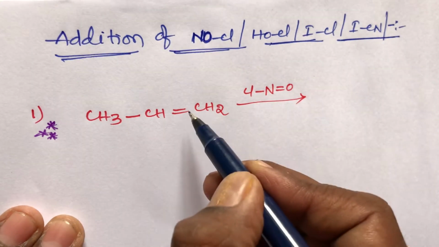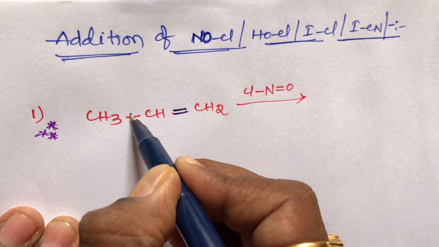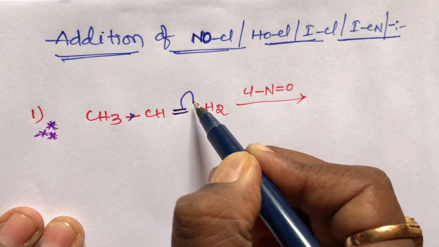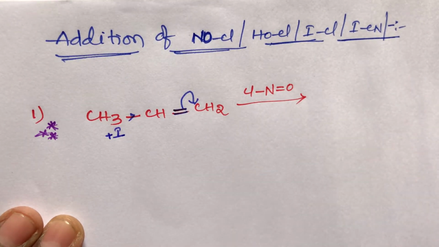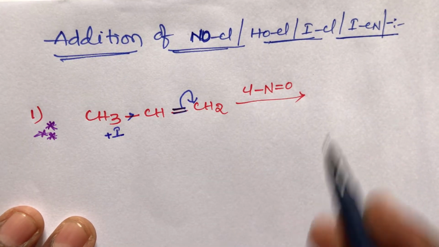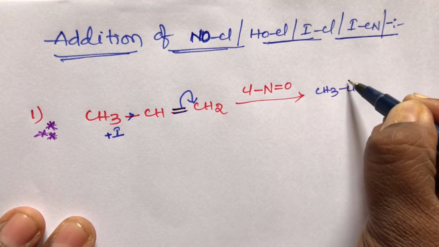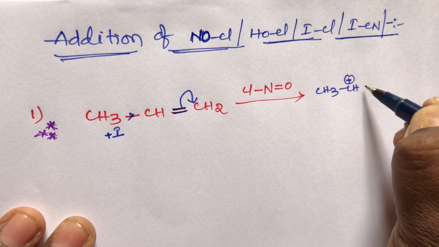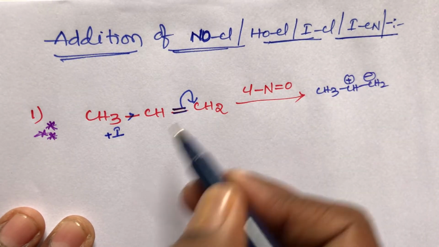We know in electrophilic addition reaction, students, take propene with this double bond. Generally we know the bond shifts towards the right side only. Why? Because of the plus I group, the electron releasing group. So that's why the bond always shifts towards the right-hand side. We get CH3 CH plus and CH2 minus. So the first step is bond breaking.